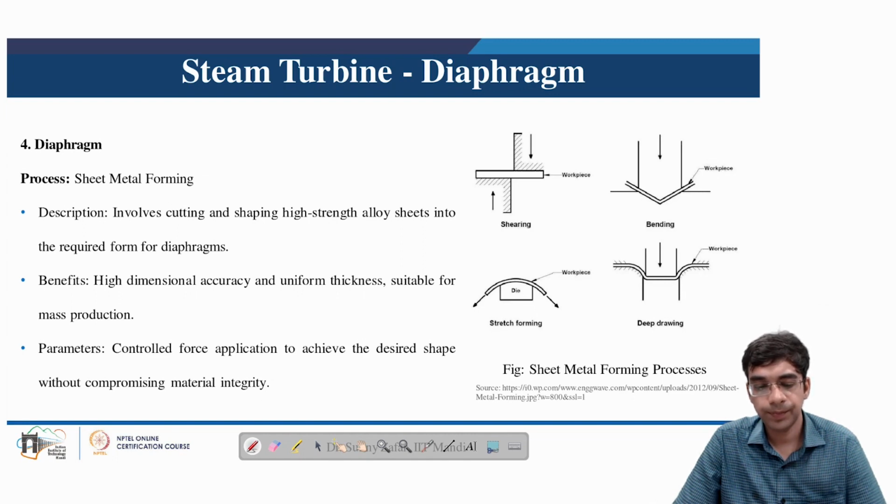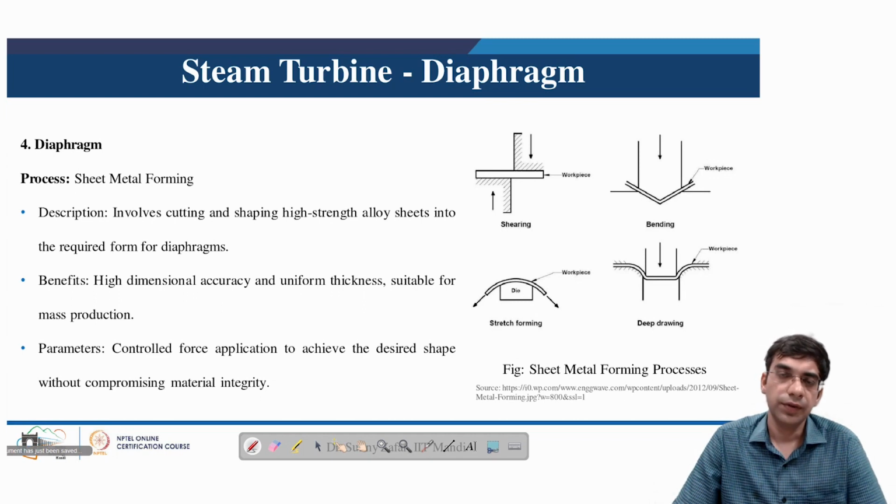form of diaphragm. The sheet metal forming processes ensure dimensional accuracy and uniform thickness, which is very suitable for mass production. The various parameters in case of sheet metal forming involve controlled force application, to achieve the desired shape without compromising material integrity. So in this case, the diaphragm is essentially formed from the sheets.